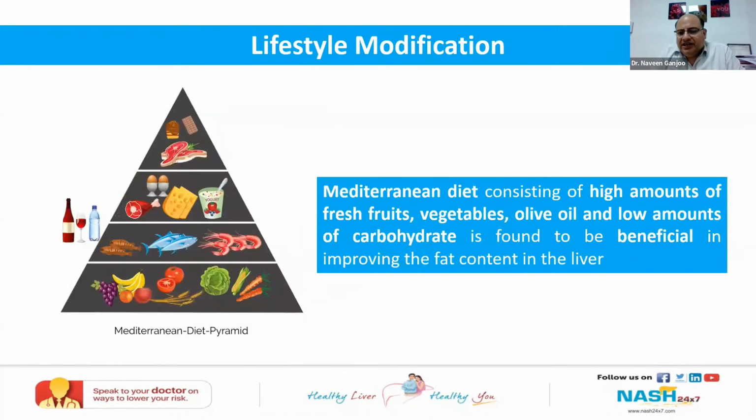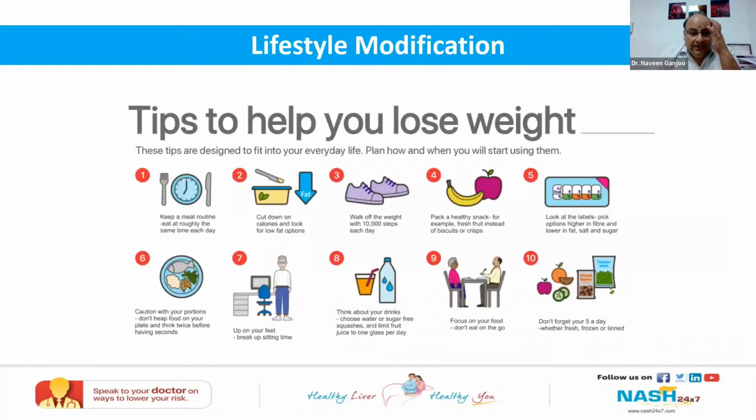Diet mainly which contains high amounts of fresh fruits, vegetables, olive oil, and a low amount of carbohydrate. These are beneficial in fatty liver. Of course, that's the most important thing. Less of carbohydrates, less of sugars, complex sugars, and processed food should not be taken. Tips to help you lose your weight. Of course, keep a healthy routine. One-time eating, timely eating, low-fat diet, walking, fruits, and healthy snacking.